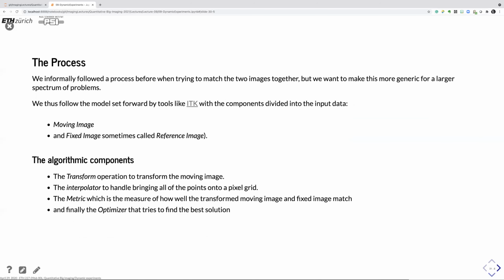The process of doing this is we need to have one moving image and one fixed image. And the fixed one is also called the reference image.